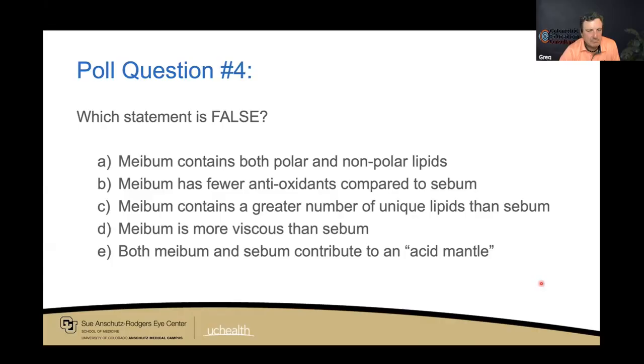Okay. Yeah, so the correct answer is B, because meibum actually has more antioxidants compared to sebum. It's trying to provide a lot of anti-inflammatory support to the ocular surface. Meibum is actually more viscous than sebum. That is a true statement, because the increased viscosity helps prevent evaporation a little bit better.